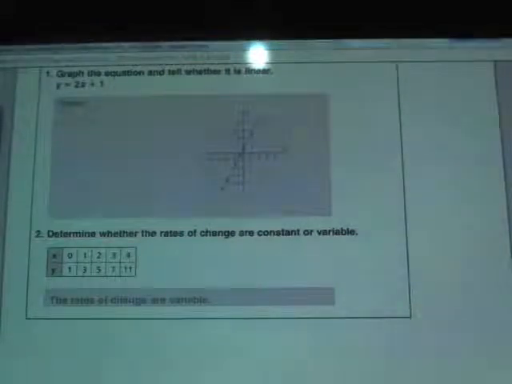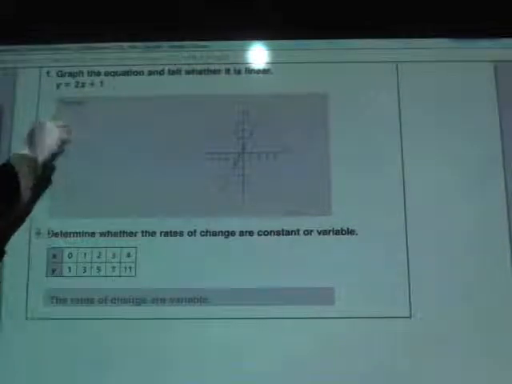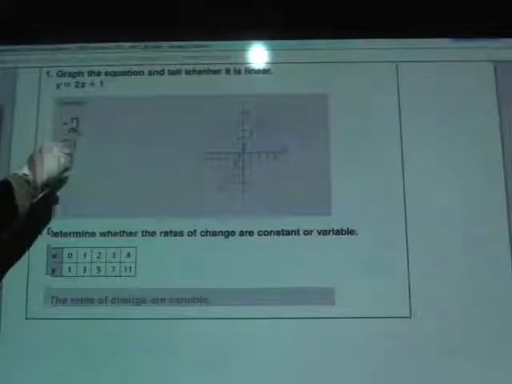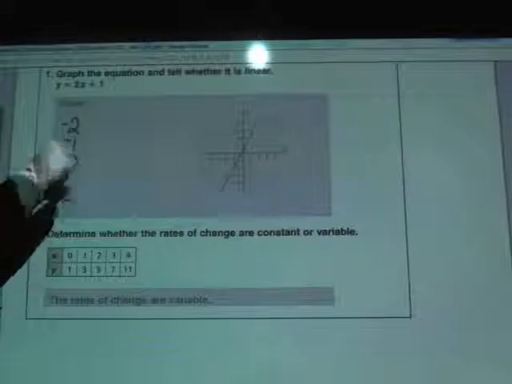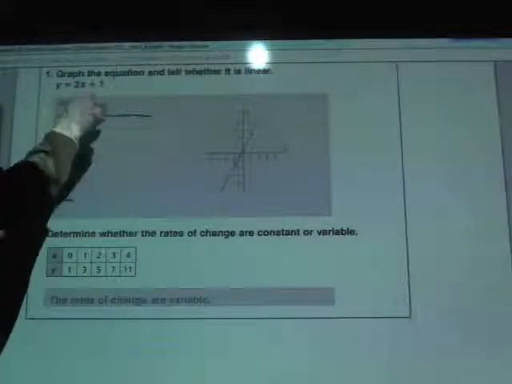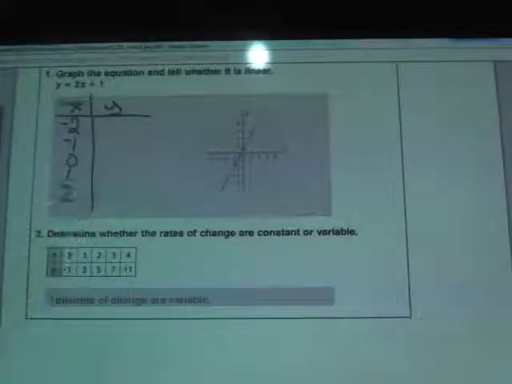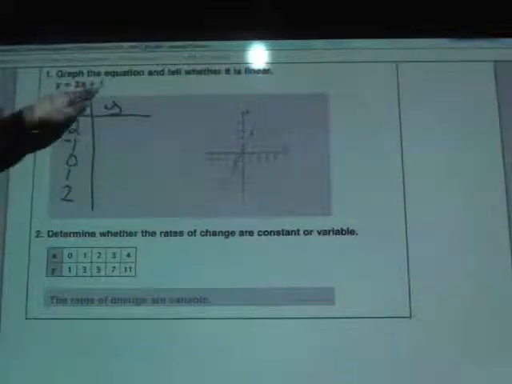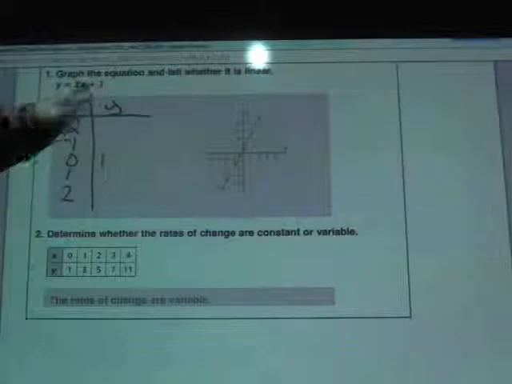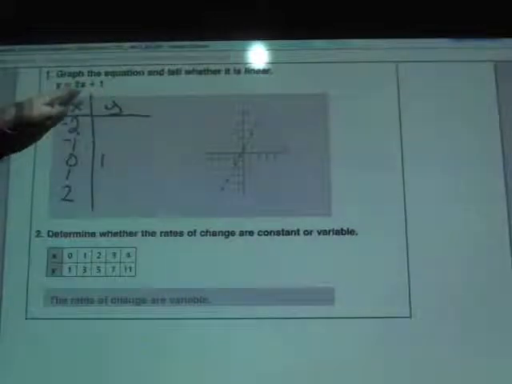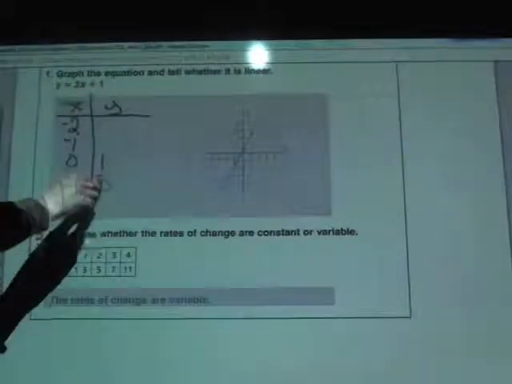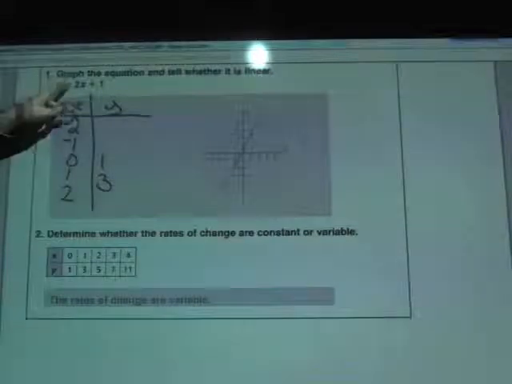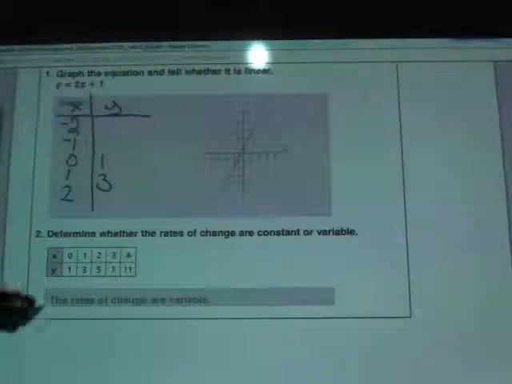here and graph them. I'm going to go ahead and pick that same list I picked earlier, -2, -1, 0, 1, and 2. I'm going to plug each one of those in for x and figure out what the corresponding y's are. I'm going to start with 0 like I did earlier. 2 times 0 is 0, plus 1 is 1. At 1, 2 times 1 is 2, plus 1 is 3. At 2, 2 times 2 is 4, plus 1 is 5.